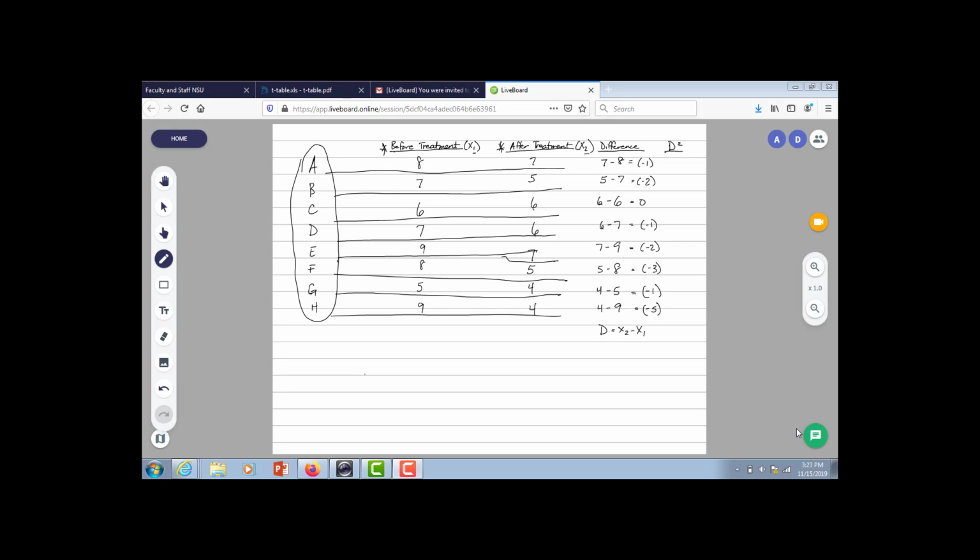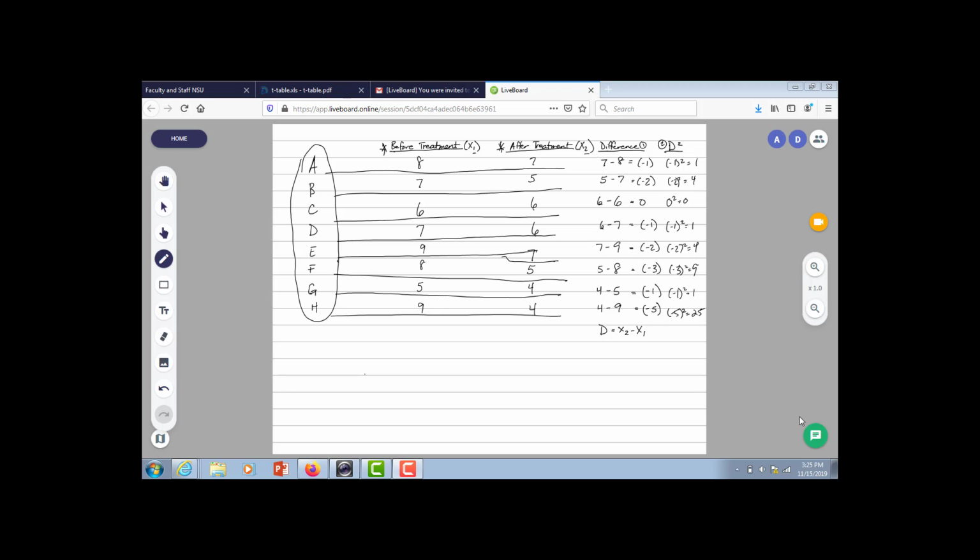So difference column is the first step, d squared is the second step. We go -1 squared, -2 squared, 0 squared, -1 squared, -2 squared, -3 squared, -1 squared, and -5 squared. Every number in this d squared column should be positive, because if you multiply positive by positive, you end up with a positive, and if you multiply negative by negative, you also end up with a positive.